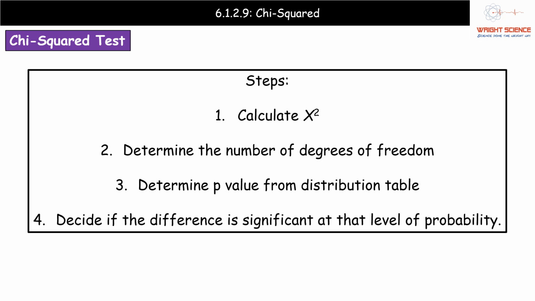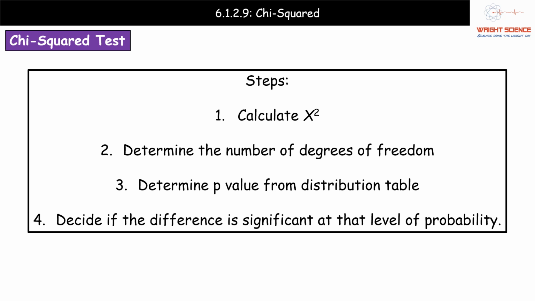Sometimes in the question they will just give that to you, but sometimes you'll be given a section of one of these distribution tables and you have to pick the right p-value, and we'll have a look at how you do that in a moment. And then once we've got all those bits of information, we've got to make that final statement. Is that difference significant at the particular level of probability that we are examining?